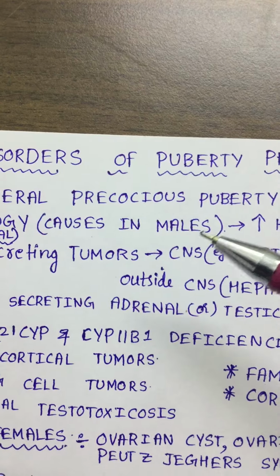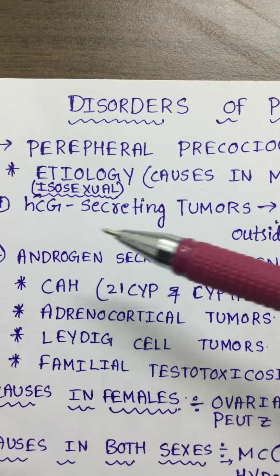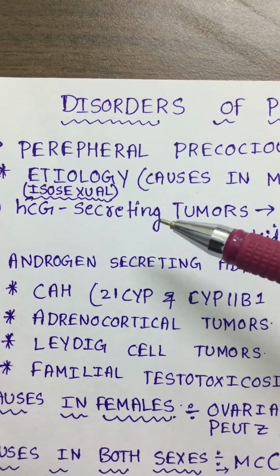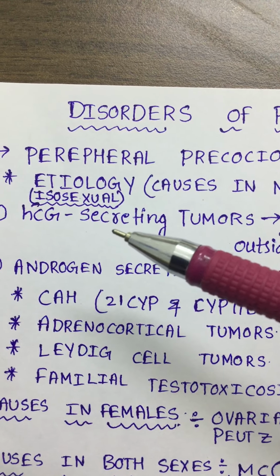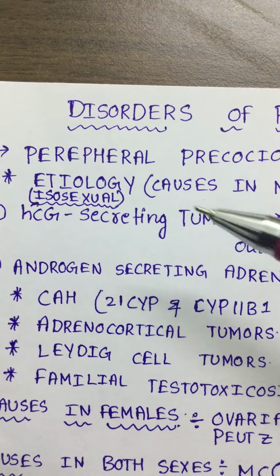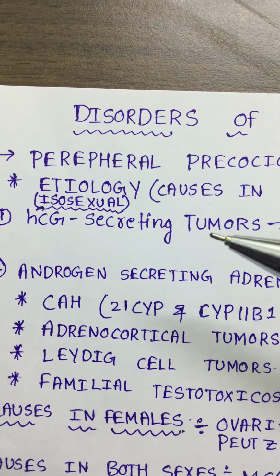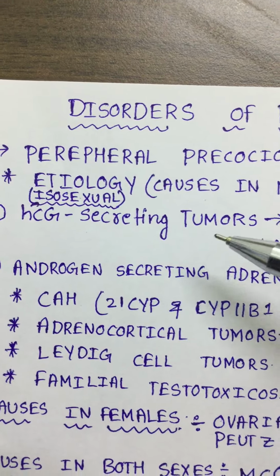So the isosexual causes of precocious puberty in males are HCG secreting tumors. HCG secreting tumors are the only such cause in males because HCG will directly stimulate testosterone only. So HCG secreting tumors are not causes of precocious puberty in females. They are causes only in males.